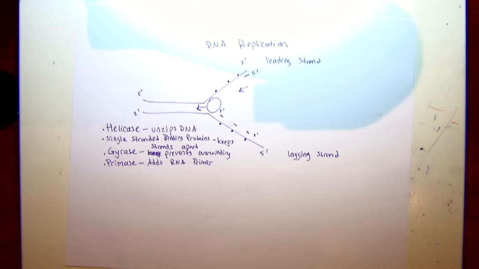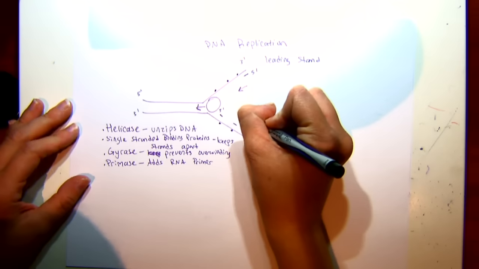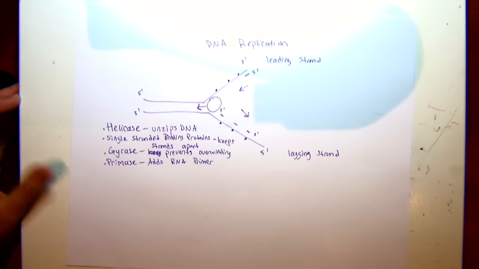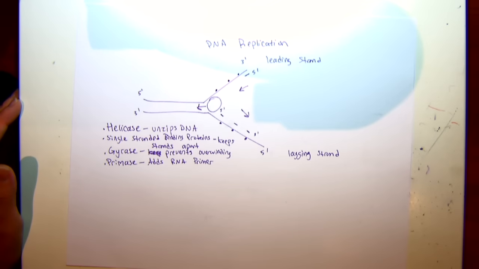Yes, DNA is only synthesized 5' to 3'. So for the lagging strand, we're going to go this way because in this case, 5' to 3' is going the opposite direction as helicase is opening the DNA strands. So that makes it the lagging strand. So primase adds our RNA primer. And what are we going to use next? Now that we have our primers, what can we do?